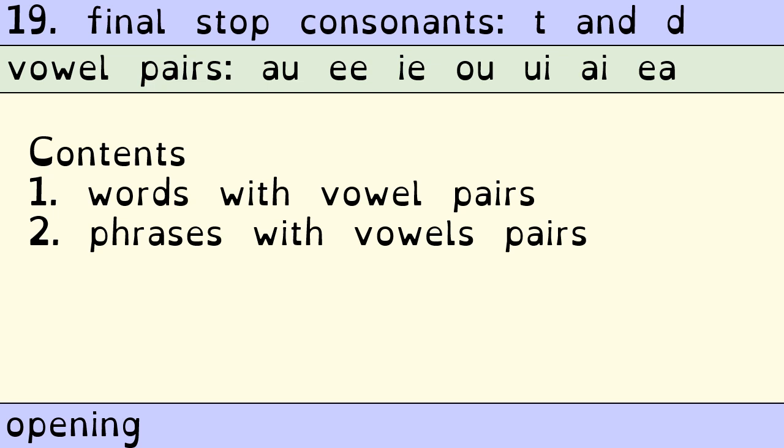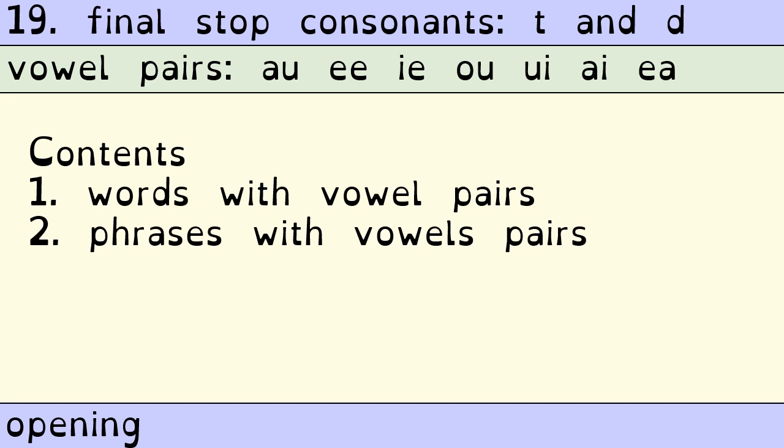Welcome to Lesson 19, Final Stop Consonants T and D. In the previous lesson, Lesson 18, we looked at T and D after single vowels. This is part 2. This video, Lesson 19, is T and D after vowel pairs or double vowels. We have a lot of practice ahead of us, so make yourself comfortable.